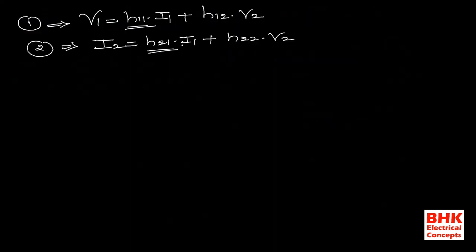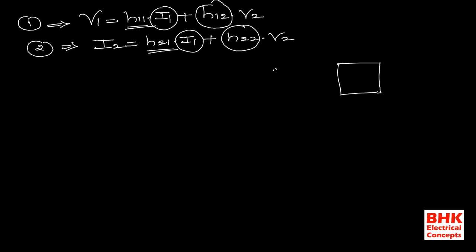Okay, now coming to the other two parameters, those are H12 and H22. In order to get these two parameters, we need to take the value of I1 equal to 0 in the two-port network. It means by open circuiting port 1, you will get I1 equal to 0. For example, I am drawing the two-port network here again. Just see here, in this case we are applying V2 and simply open circuiting port 1.